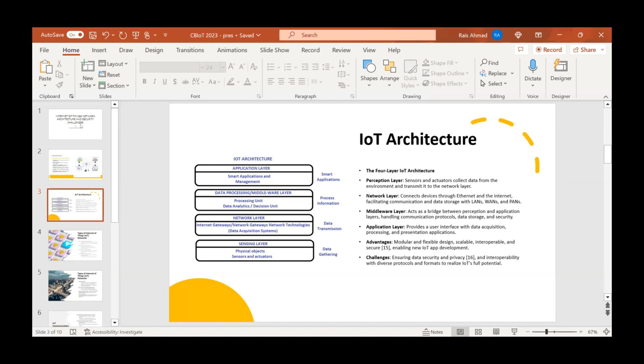Next is the analysis unit, which analyzes the data and makes the decisions. Then the internet network layer interconnects internet gateways, network gateways, and network technologies, which is the data acquisition system, connecting all those things at the same time. The major advantage of this layered design is that it is modular, flexible, scalable, integrated, and secure. It enables new IoT application development.